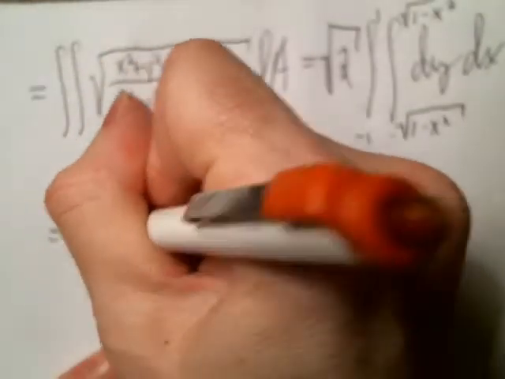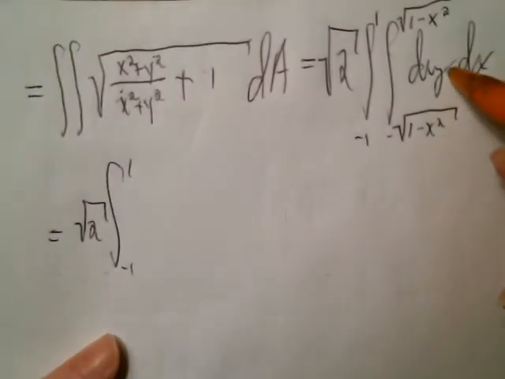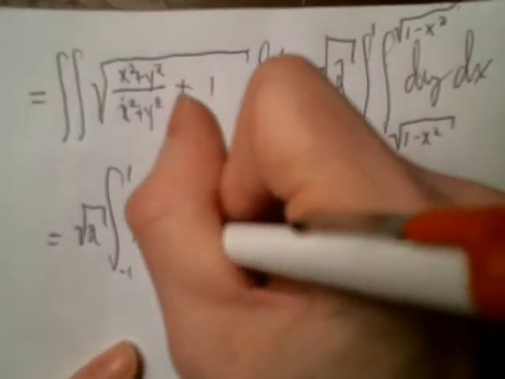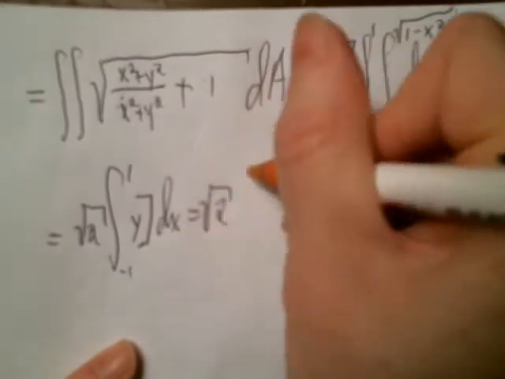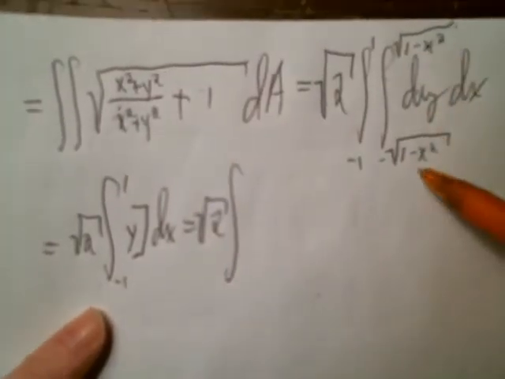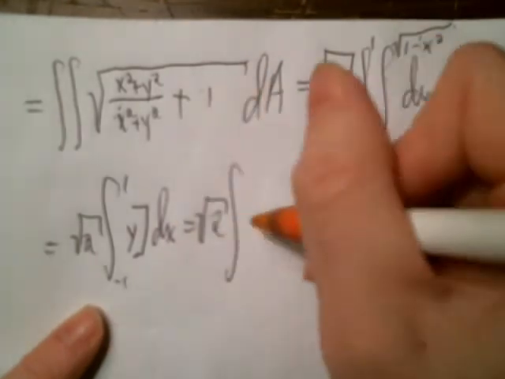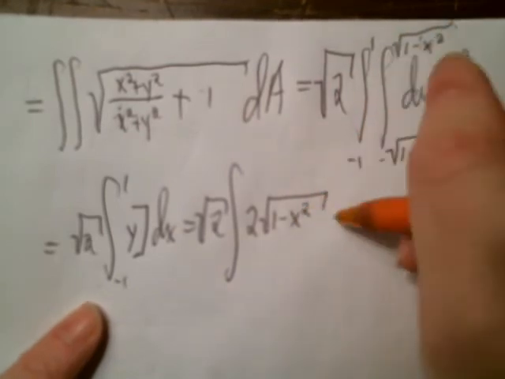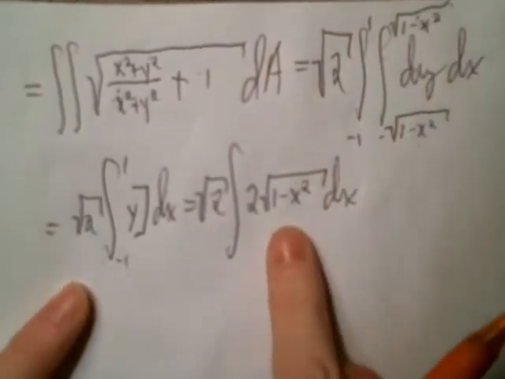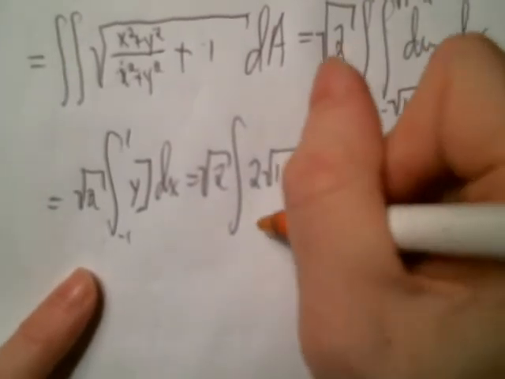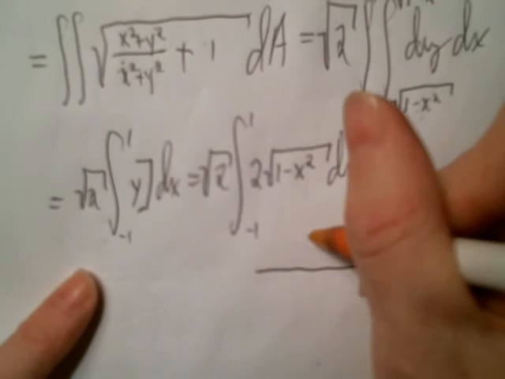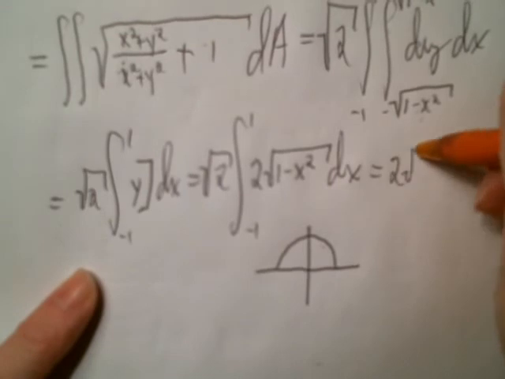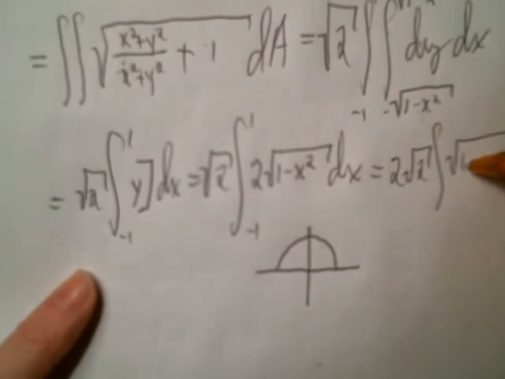so this would be the root 2 integral from negative 1 to 1 of y evaluated on those bounds, so dx. And then you get square root of 2 integral. If you plug in this minus this, it becomes this plus this. So you just end up with 2 square roots of 1 minus x squared dx. Then the integral of this thing from negative 1 to 1 is just the area underneath this curve here, if you factor out the 2.